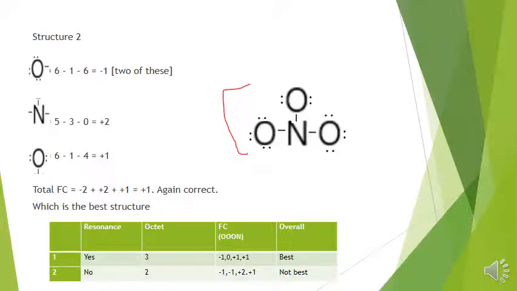Okay, structure number 2. Here it is right here. It has 3 oxygens, 2 of the oxygens with 3 lone pairs and one bond, and a nitrogen with 3 bonds and an oxygen with two lone pairs and a bond right here. So what's the formal charge on each one?